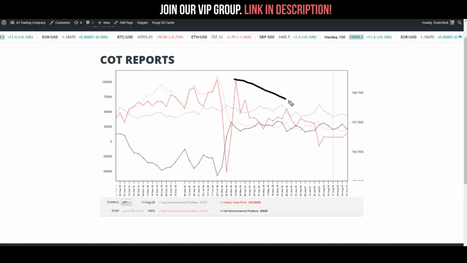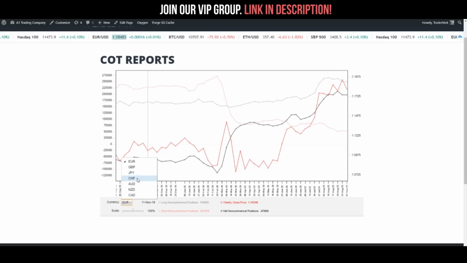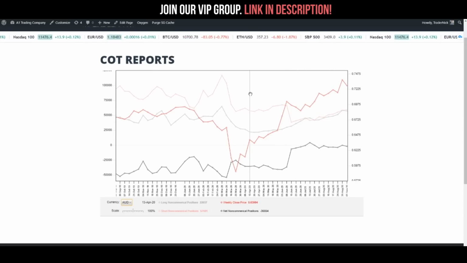We've seen this down, down, down on both the red line here, which is the asset, and then the black line has kind of gone slightly down as well. So not really a great example here. We looked at the yen. Swiss is probably going to look the same, but let's do Aussie. There we go. So we've got the Australian dollar here.